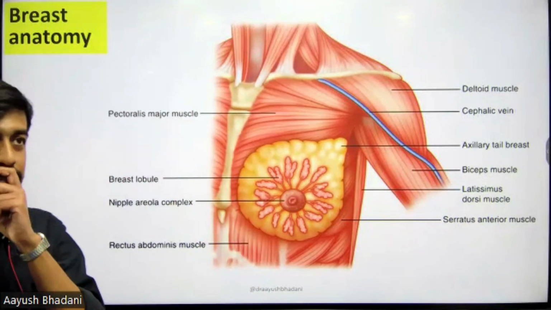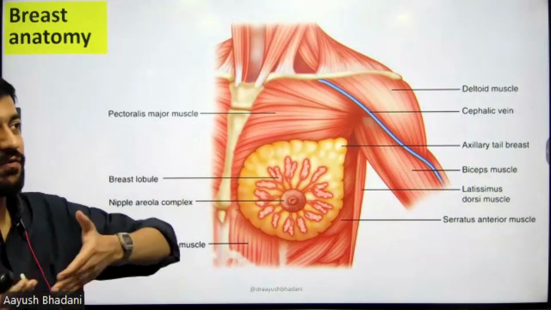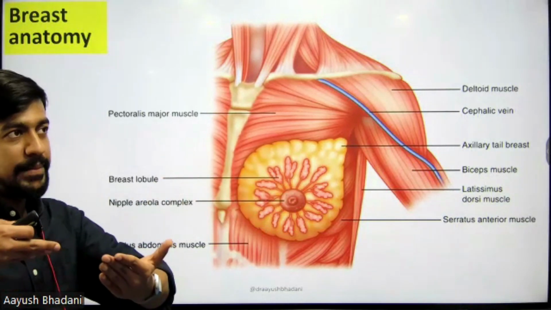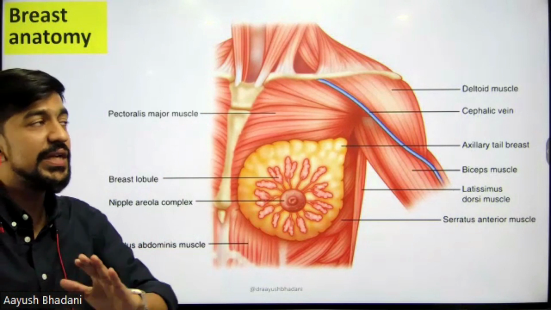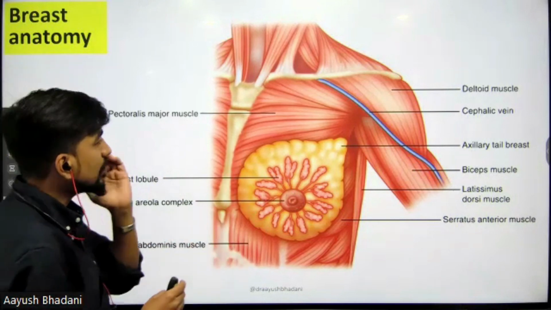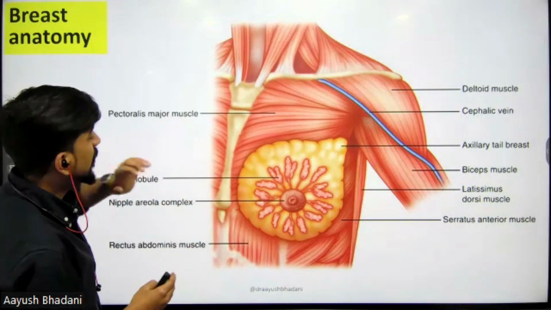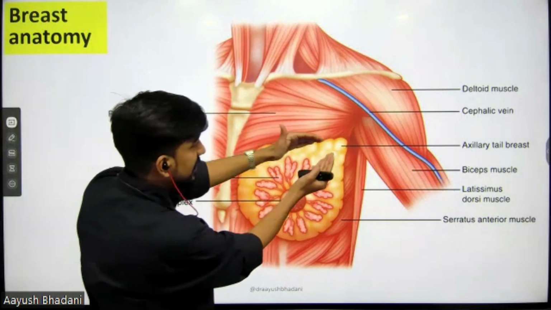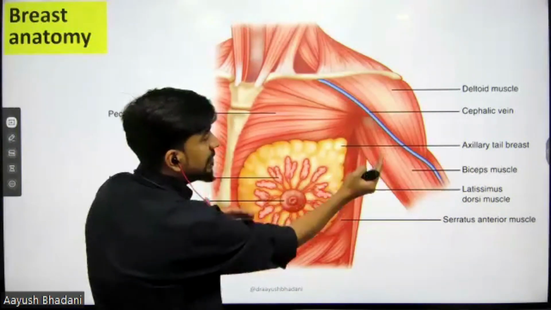Again, the same funda. We need to dissect the breast off from the body. And how do we do it? Before we go ahead, we need to understand the basic anatomy. There's a beautiful slide I found. So this is the breast. We have the axillary tail and you have the axillary lymph nodes.